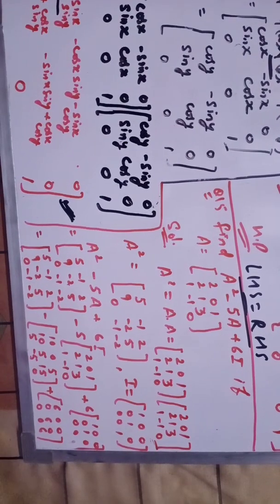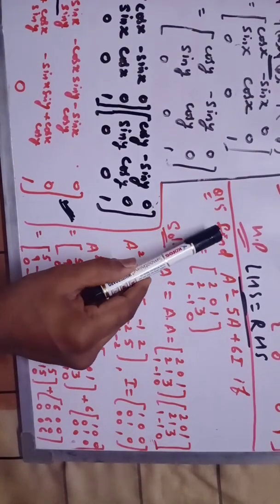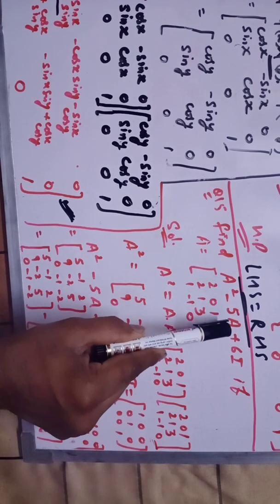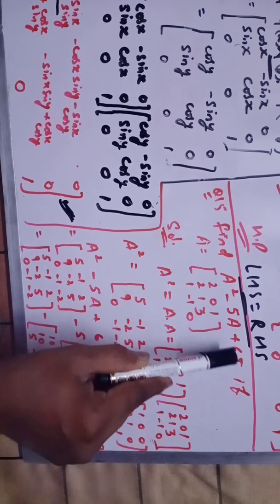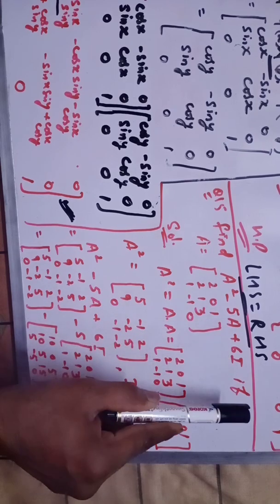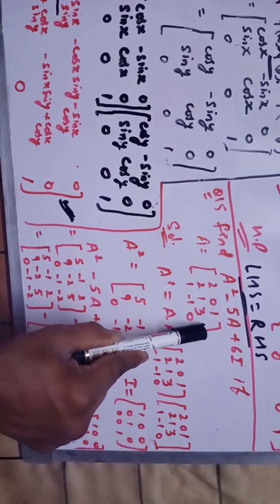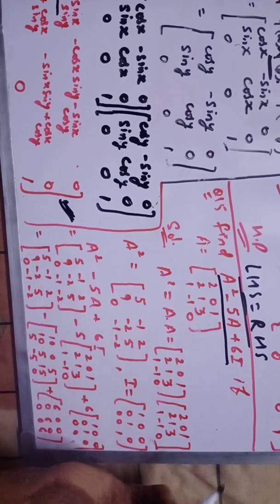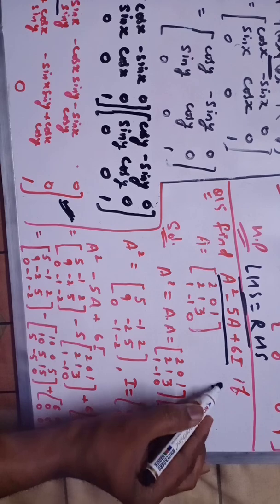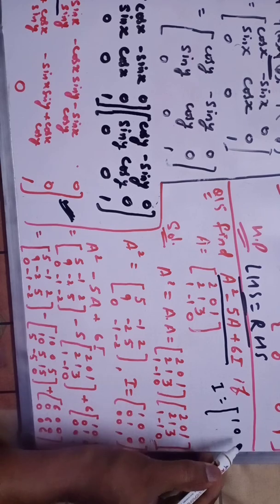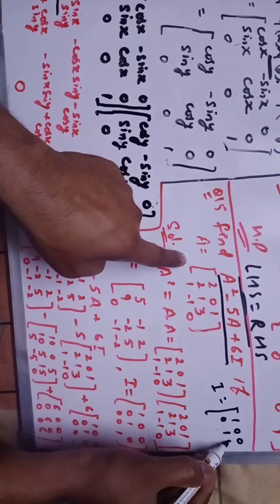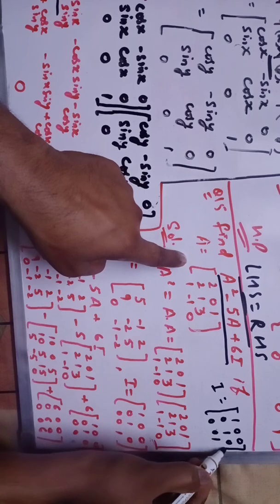Your next question is question number 15 of your NCERT. Here you have to find out A square minus 5A plus 6I, if A is given to you. As you can see in this equation, your I is the identity matrix. Your I would be this one. Because your matrix is of order 3 by 3, your I will be 3 by 3, which will be in this form. This is your identity matrix.